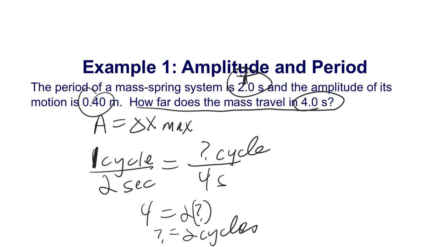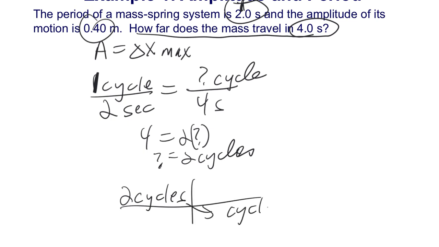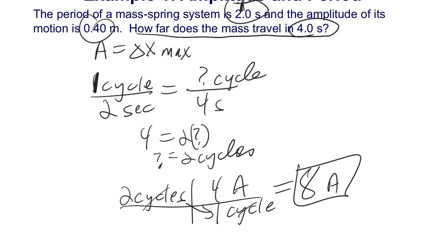So how far does the mass travel in 4 seconds? Well, that's like saying how far does the mass travel in 2 cycles? Well, every cycle you travel 4 amplitudes. So my answer would be 8 amplitudes back and forth.